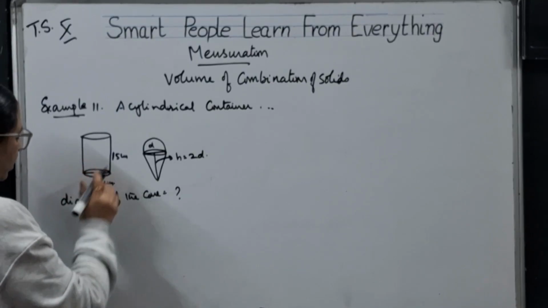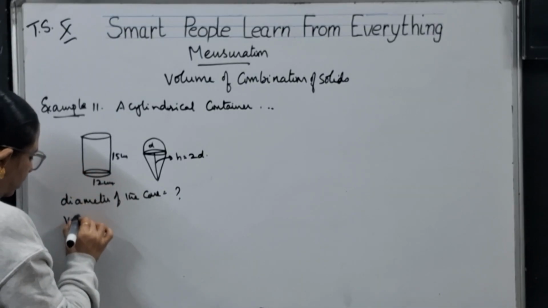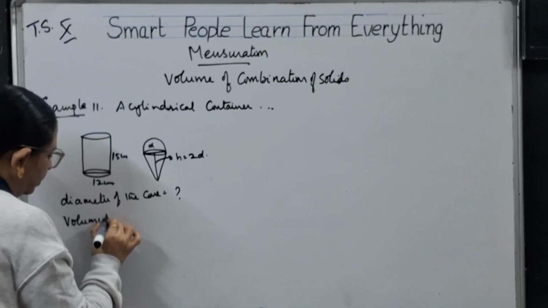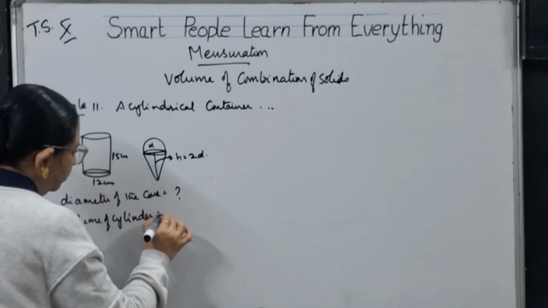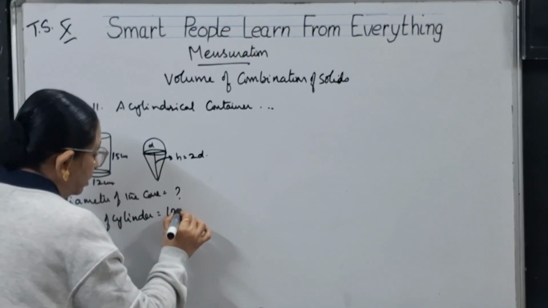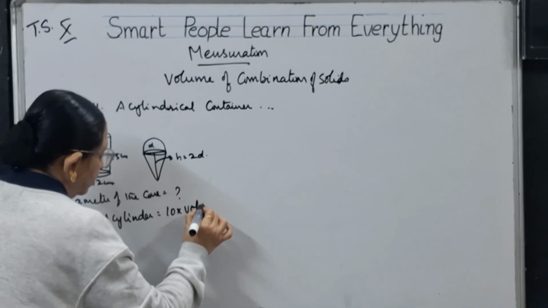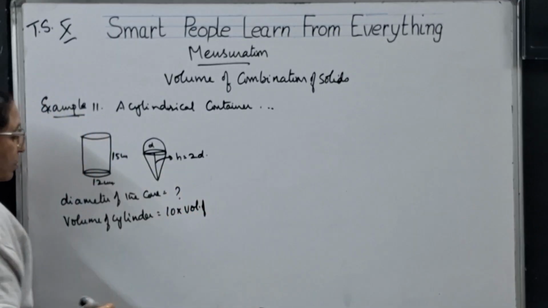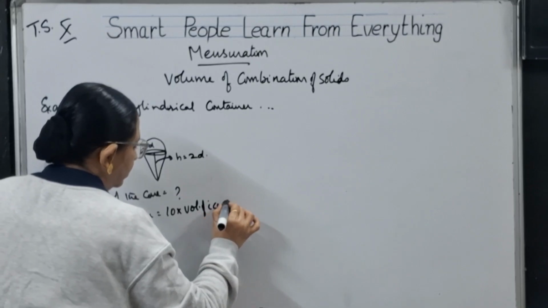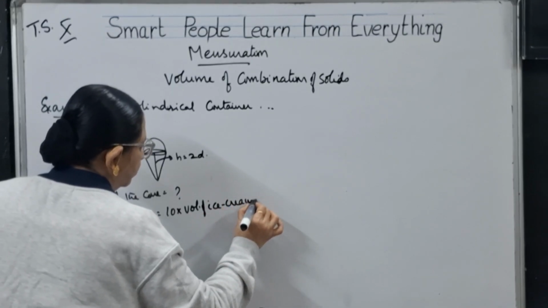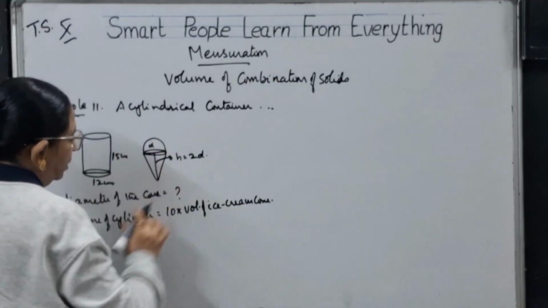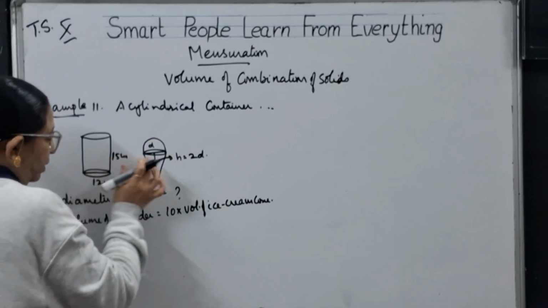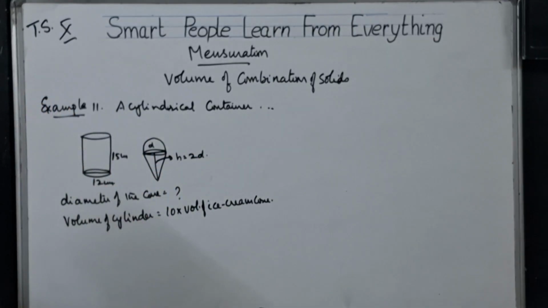So actually, what do you understand with this, children? Volume of cylinder is equal to 10 times the volume of an ice cream cone. Why is it 10 times? Because they have given it to 10 people. This is filled in 10 cones.